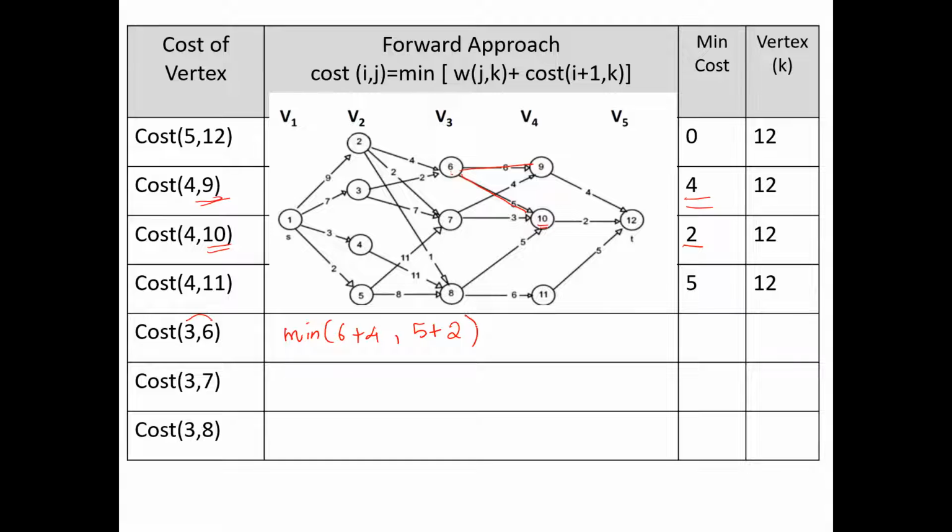If anyone has any doubt, you can message in the chat box. So this is 10 and this is 7, which is minimum, 7. We are going to update the minimum cost of vertex 6 in stage 3 as 7. This is towards vertex 9, this is towards vertex 10. So which is giving us the minimum cost towards vertex 10. So we are updating it as 10.